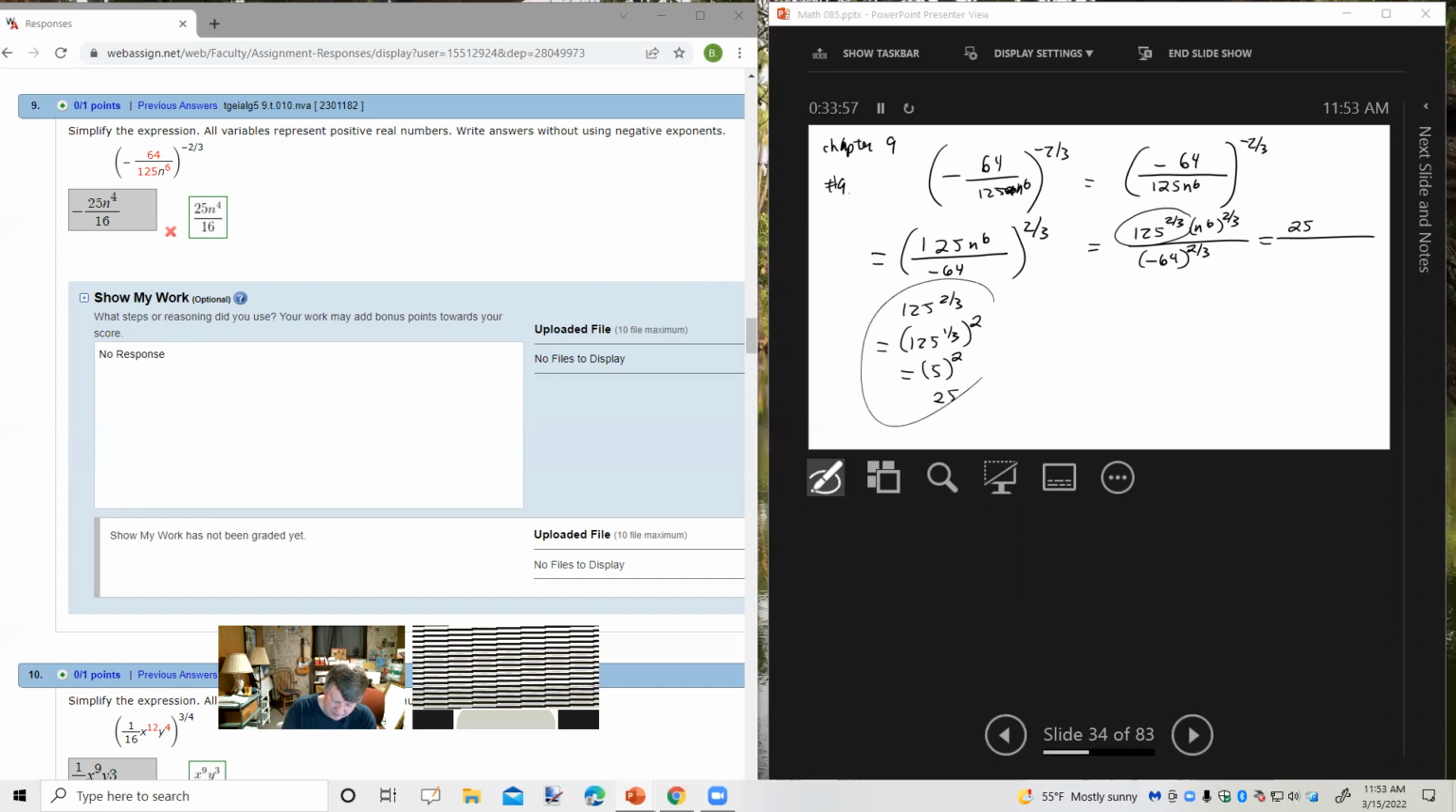Any questions how I did this? No. Right. Next, x to the 6th to the 2/3 would be x to the 6 times 2/3, which is 12/3, which would be x to the 4th.